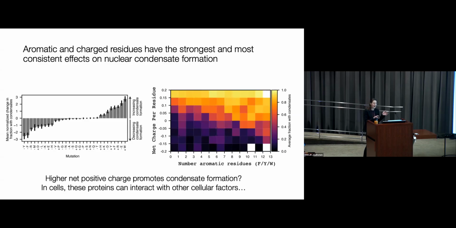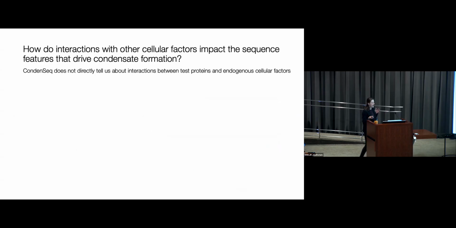Okay, so aromatic residues makes a lot of sense. It's consistent with a lot of previous studies. Higher net positive charge was a little bit surprising. In a test tube, you'd imagine that higher net positive charge would cause electrostatic repulsion. But remember, we're performing these experiments inside of cells, and so these proteins have the ability to interact with other cellular factors. How do those interactions with other cellular factors actually impact the sequence features that are driving condensate formation?